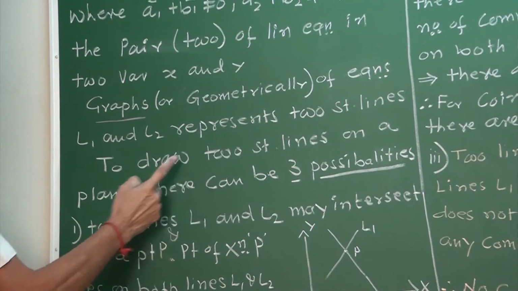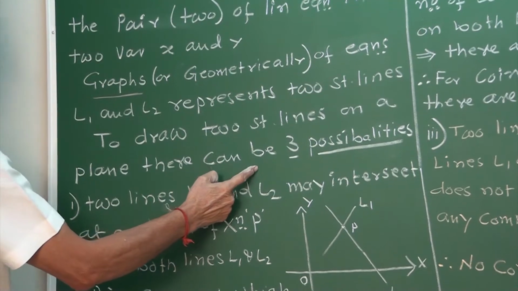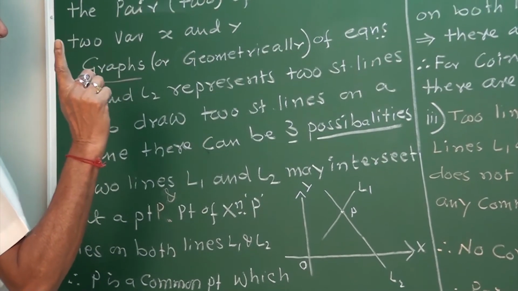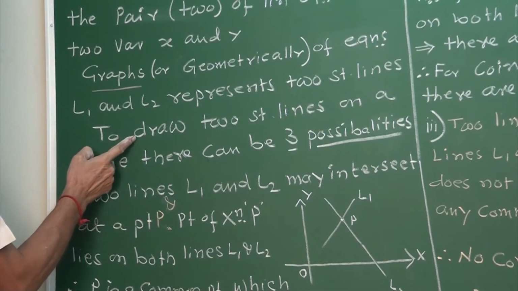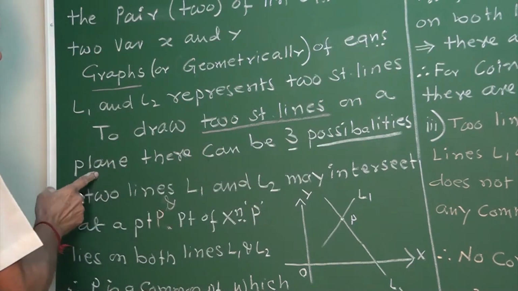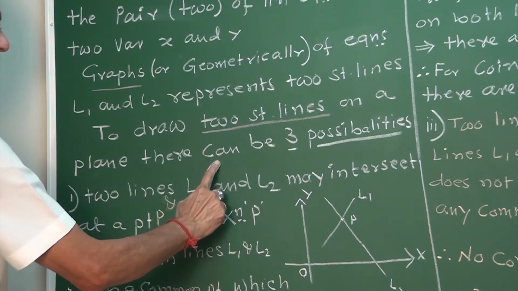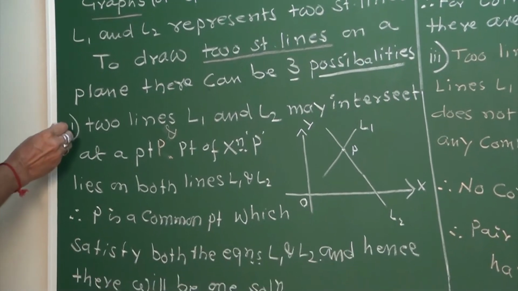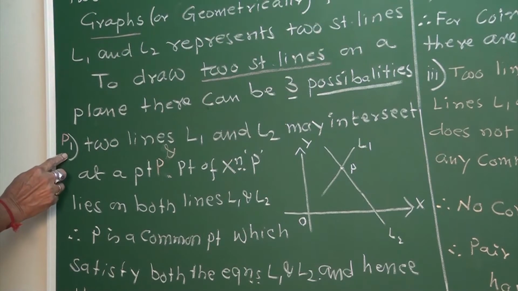To draw two straight lines on a plane, there exist three possibilities. See, this is very important. To draw two straight lines on a plane, there exist three possibilities. There can be three possibilities. Possibility number 1, you can say it as P1. P1 means possibility 1.